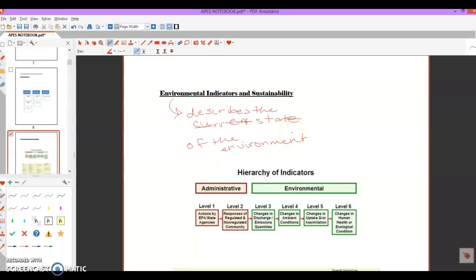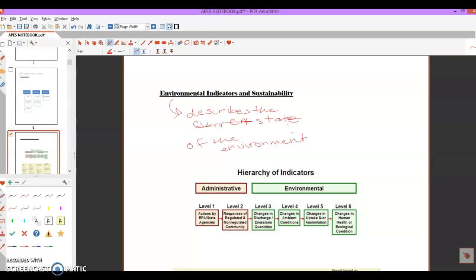Okay? So as I was saying, it's important that we understand what's going on at all times with the environment, because it's basically what we live in. We're dependent upon it for survival. We get oxygen from the air, we get water, so it's important for us to know, is it in a good state or a bad state?